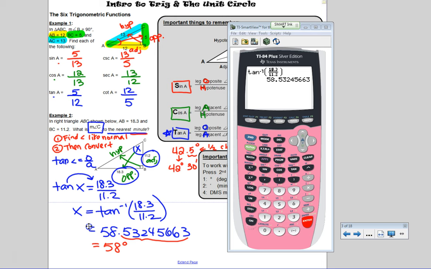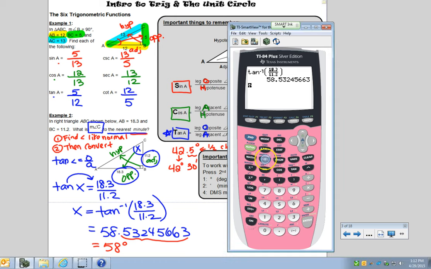On the 84, you're going to do second, apps for the angle menu, and number 4 is the degrees, minute, second conversion. On the Inspire, there might be a quicker way, but you hit the book button, and then under tab 1 where you have the alphabetical listing of everything, press D for the D section and scroll to find DMS. Okay, so after you do that, you get that value.